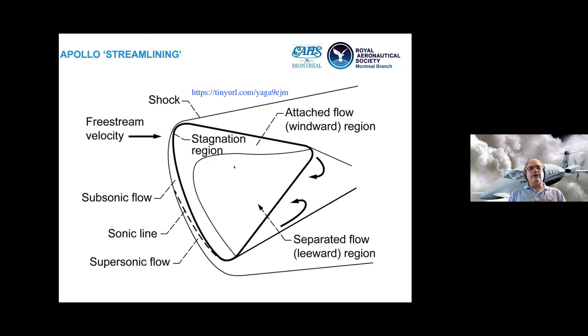This would be an Apollo capsule coming back in. And of course, it's rather easy to tell. It's the wrong end that's facing forward. It's the non-streamlined end that's facing forward. And what happens? This vehicle, if you can't see it, is going from your right to left.